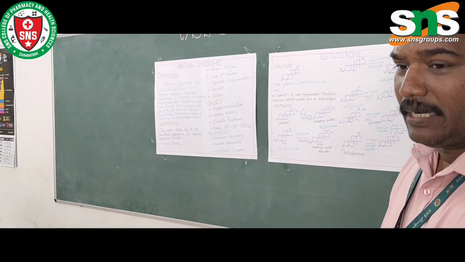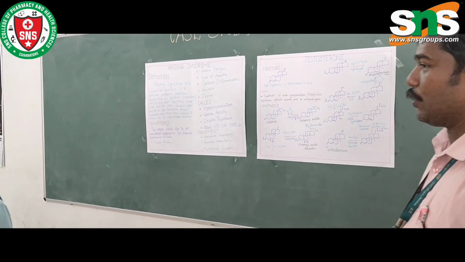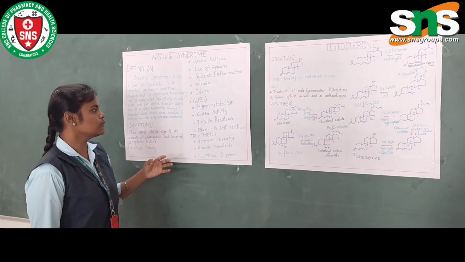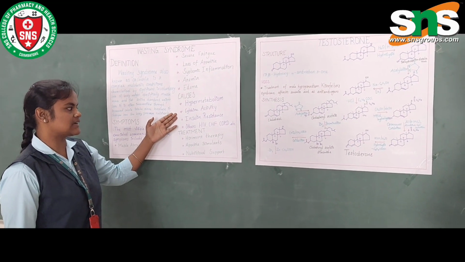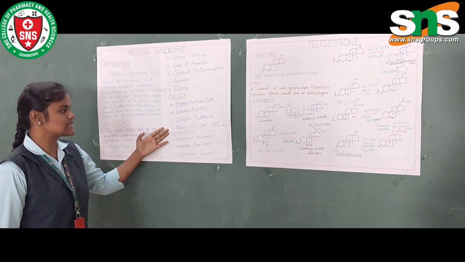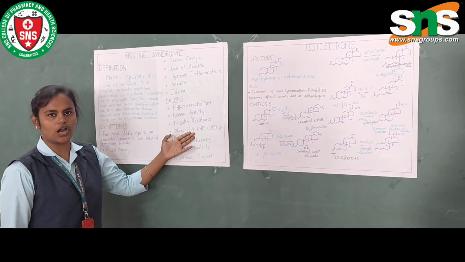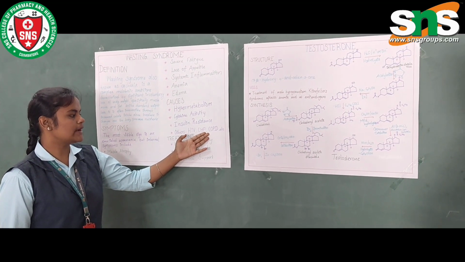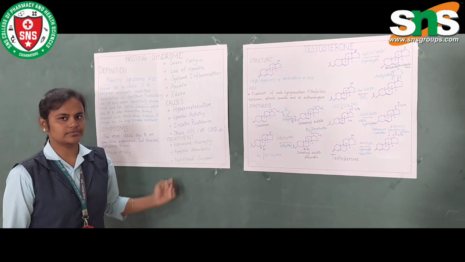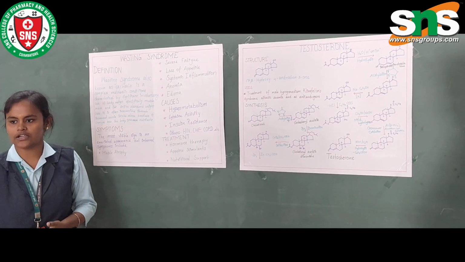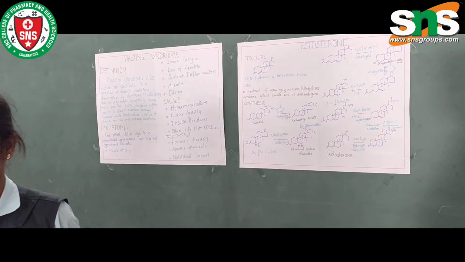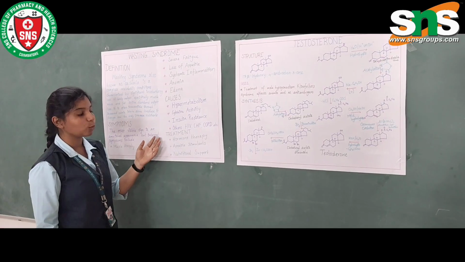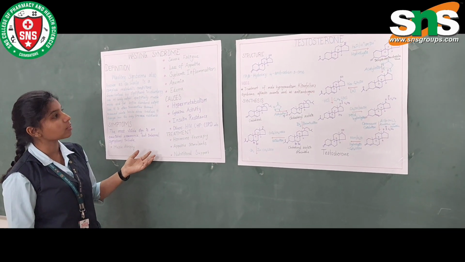Nandara, are you able to tell the causes of this wasting syndrome? Causes of wasting syndrome: hypermetabolism, cytokine activity, insulin resistance, others like HIV, CHF (congestive heart failure), COPD (chronic obstructive pulmonary disease), etc. Tarani, can you explain the treatment of wasting syndrome? The treatments of wasting syndrome are hormone therapy, appetite stimulants, and nutritional support.